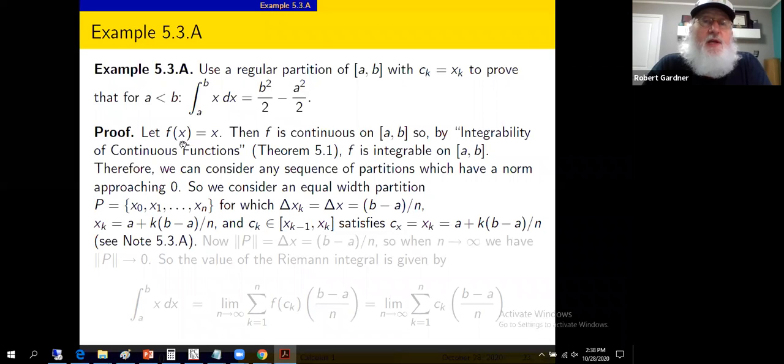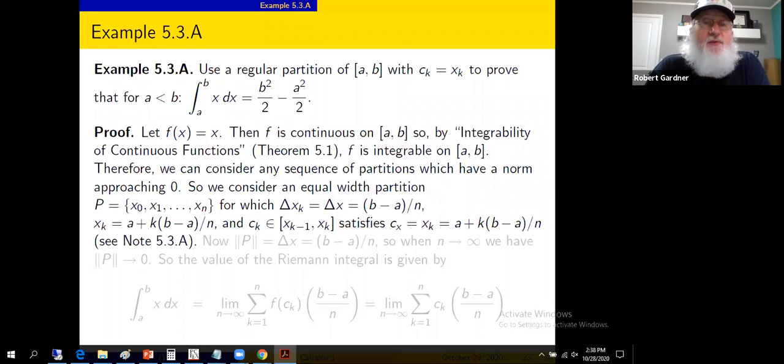We'll take the integrand to be the function x. x is a continuous function, as in the previous one. Theorem 5.1 tells you this thing is integrable. So if we take any partition with a norm approaching 0, like a regular partition, that's a way to evaluate the integral.